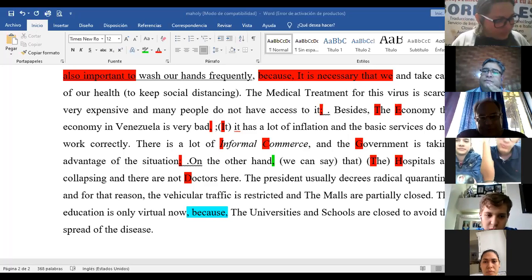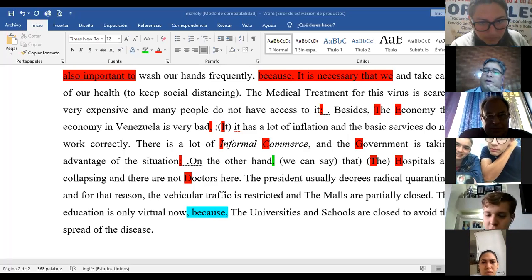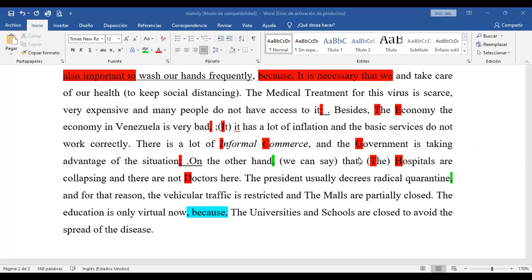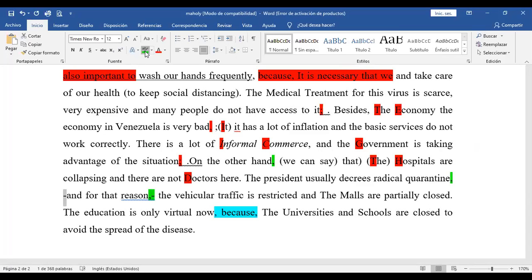Okay, here we can use different punctuation marks where it says for that reason. We can use hyphens before and after for that reason. The president usually decrees quarantine, and for that reason, we can use hyphens or we can use parentheses, pero es mejor como hyphens, ¿ya? Cualquiera de los dos está perfecto, los voy a poner de manera independiente para que ustedes sepan que ahí podemos utilizar cualquiera de ellos. You understand? For that reason, the vehicular traffic is restricted. Vuelve y se repite. No worry, it's okay.